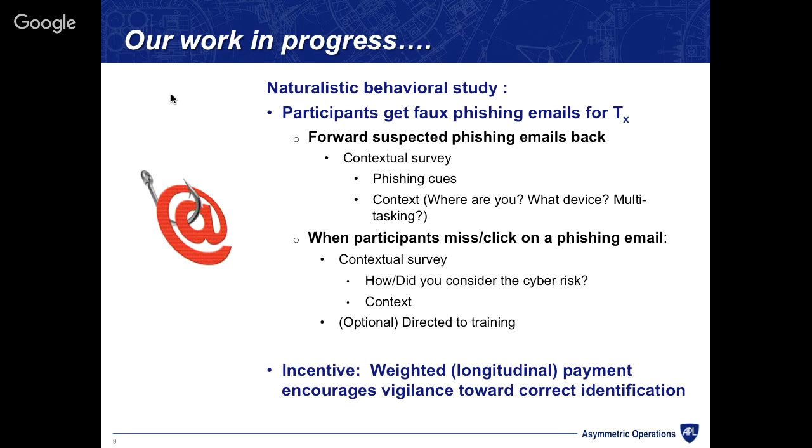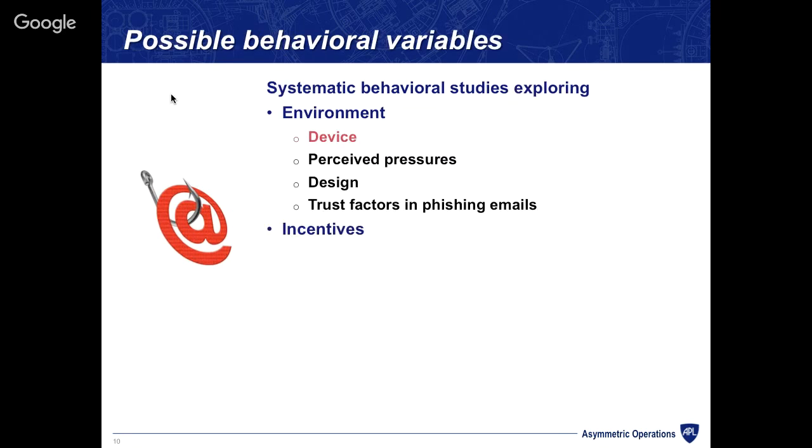But this will be a long time study that'll occur over a number of weeks, actually several months. And we're going to have a weighted longitudinal payment structure to encourage vigilance. So you get paid for every phishing email you catch, because, you know, paying is good. Okay. And so what we'll be looking at is the environment, the device that they're on, what perceived pressures they have, the design of the email itself. And what are the trust factors? What are the things within emails that get people to fall for them? Okay.